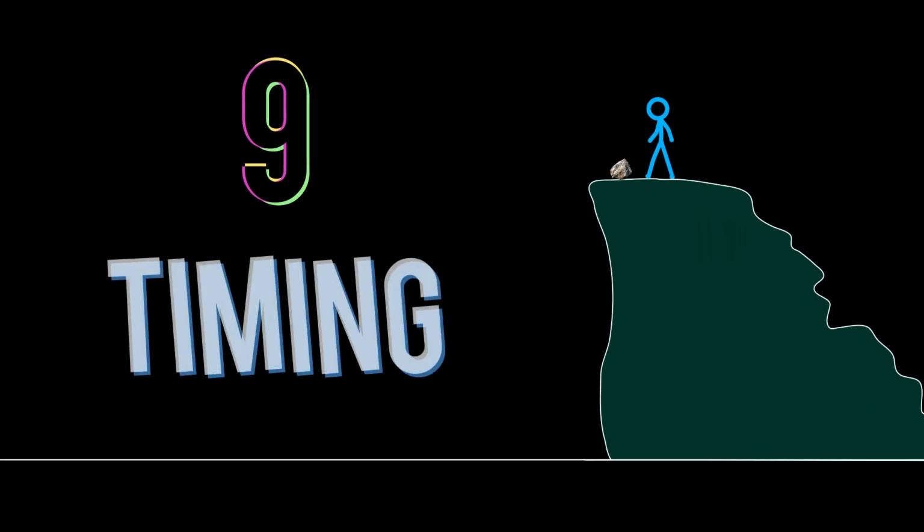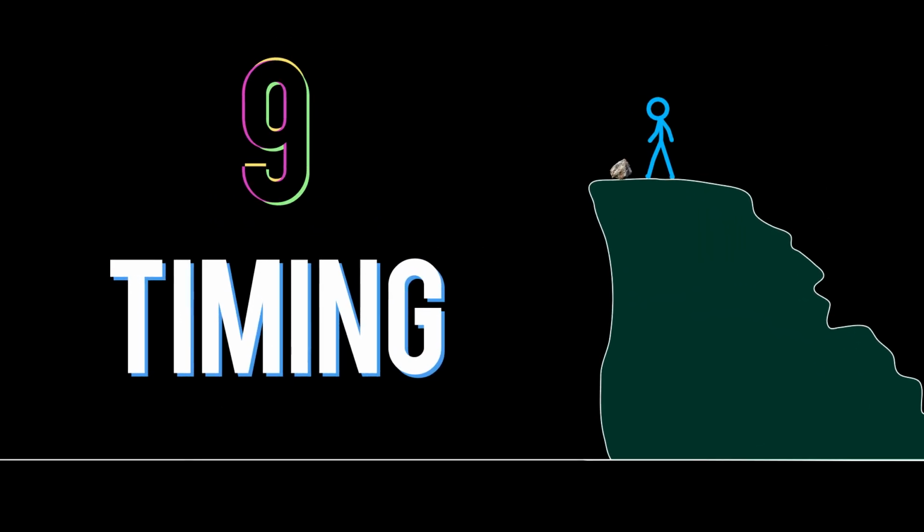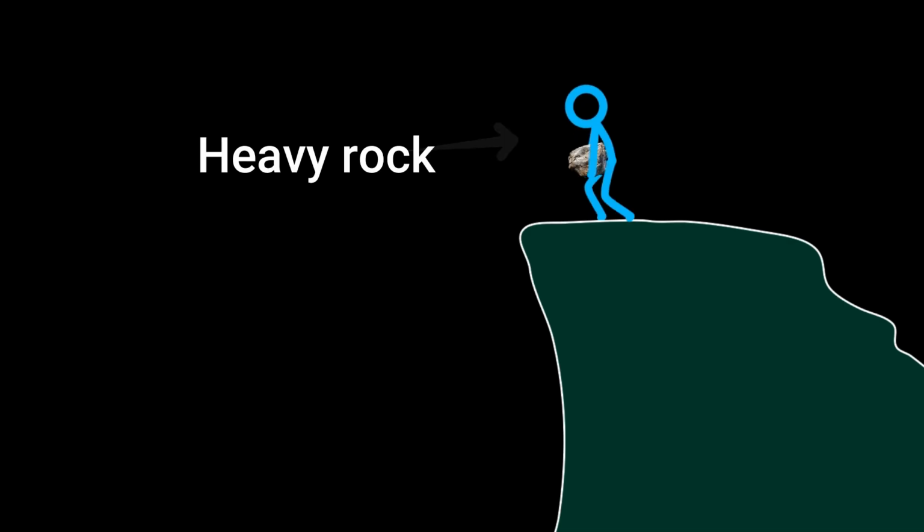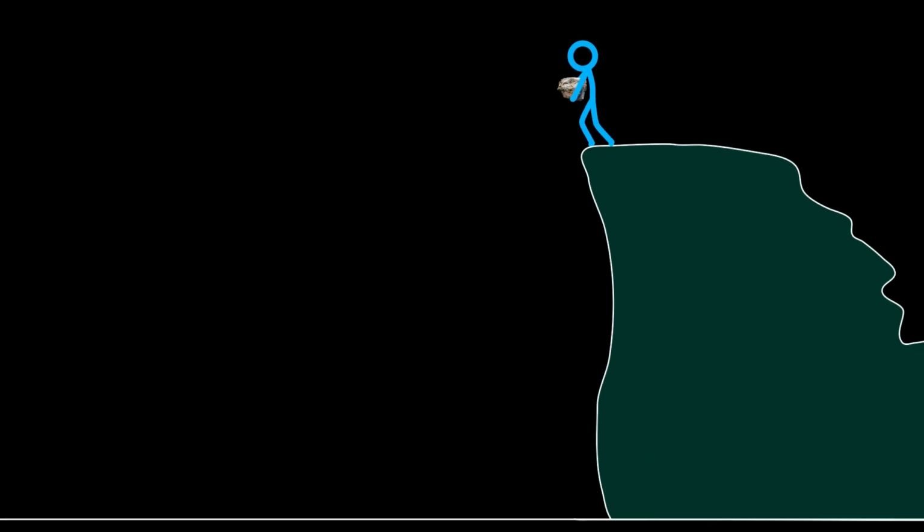Here comes Principle 9, timing. Timing is all about how long or short an action takes. It makes the movement feel fast, slow, heavy, or light. Watch Nova drop a heavy rock from a height. It hits the ground quickly, showing its weight.